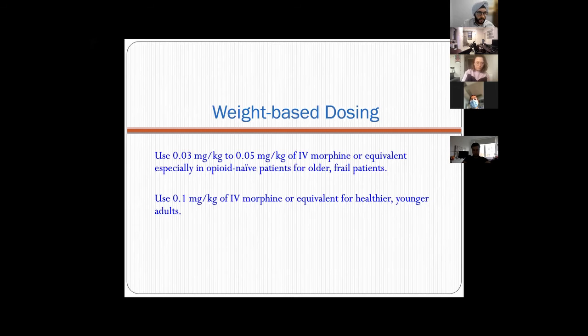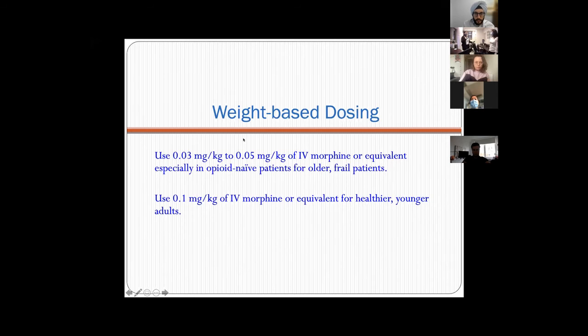However, for opioid naive patients, we do have what we call weight-based dosing. So we use the weight-based factor 0.03 to 0.05 milligrams per kilogram of actual body weight of IV morphine or equivalent. And this is pretty much applicable for older, frail patients, and even those who are younger and who have serious illnesses, who are cachectic and sarcopenic. However, for the younger ones, you can even go as high as 0.1 mg per kilogram of IV morphine or equivalent.